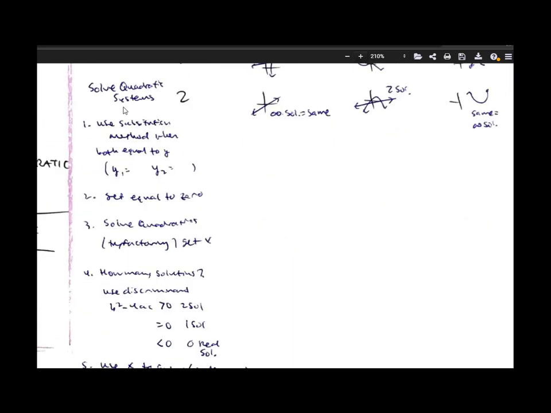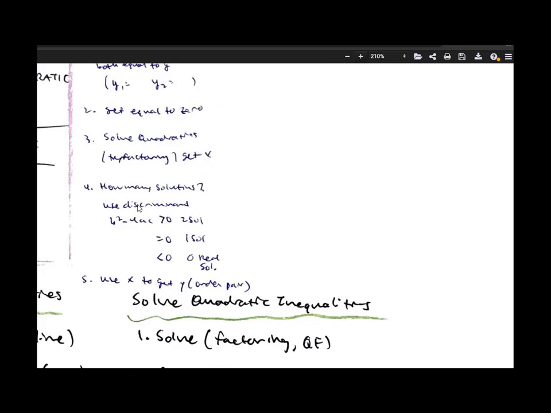And then lastly, solve quadratic systems. Use the substitution method, where both are equal to y. So y1 is equal to, y2 is equal to, and then you can just set them equal to each other. You're going to solve the quadratic system by setting each of those equations equal to 0, and then go ahead and solve those quadratics. Try factoring. Those are the easiest ways. Get the x value, and then find how many solutions.